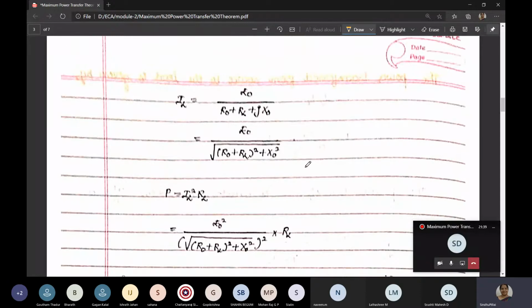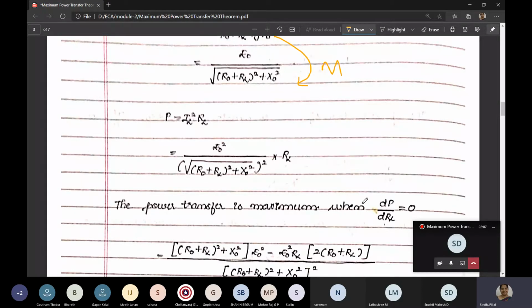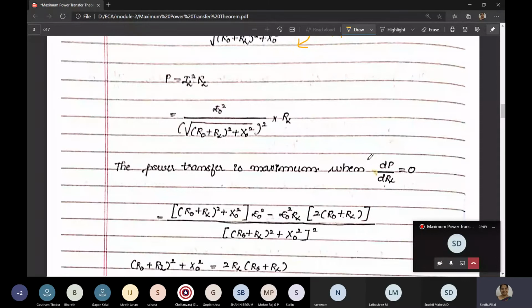Getting it? Next, they will take only the magnitude of it. This is how they take the magnitude. Okay, it is nothing but the root of R0 plus RL whole square plus X0 square. That is the magnitude, that is the IL current. Next, what is the formula? Power is equal to IL square into RL. Just substitute the IL here. So you'll get E0 square divided by the root of R0 plus RL whole square plus X0 square, into RL.